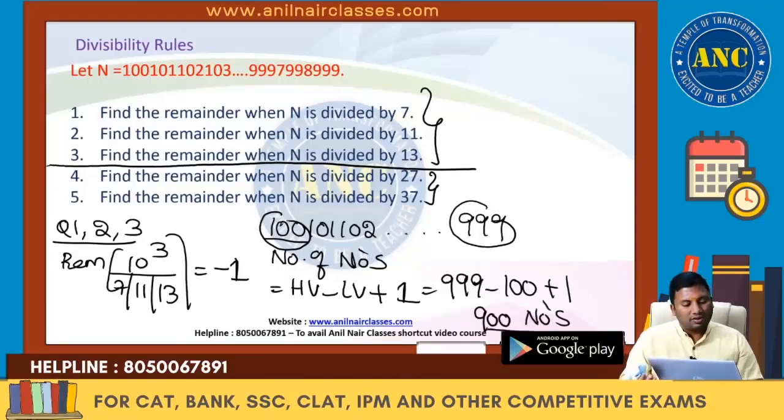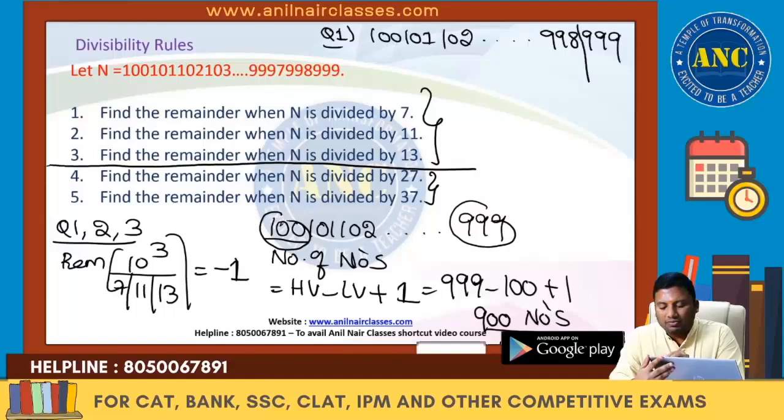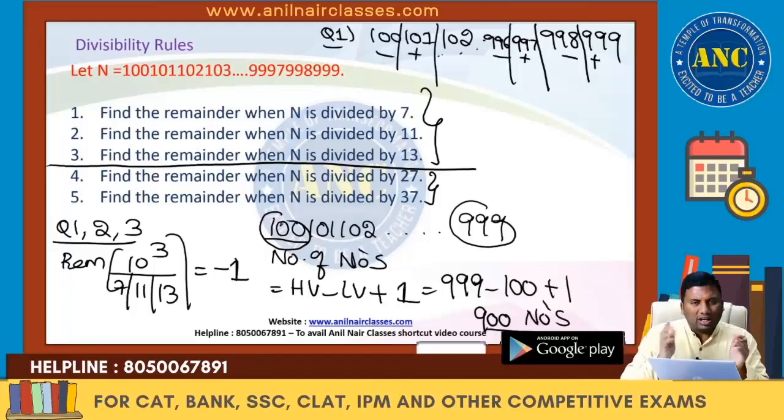Are you all with me? So the first one. Total how many numbers are there? 900 numbers are there. Suppose question 1. Suppose if you see 100, 101, 102 and so on up to 998, 999. Take a group of 3 digits alternatively plus minus. Total 900 numbers are there. I am taking 2 numbers, 998 and 999. Alternatively add and subtract.